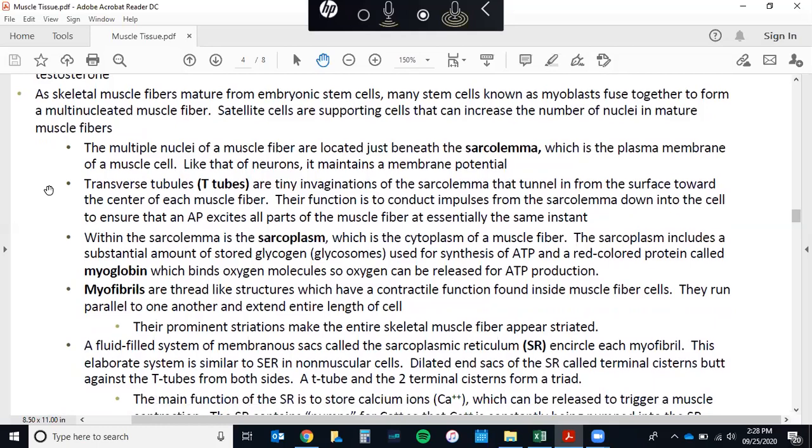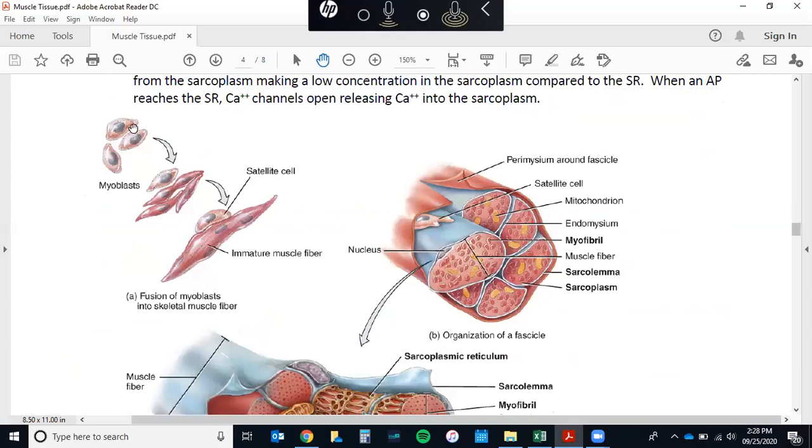Okay, let's talk about the development of them. From embryonic stem cells, which we call myoblasts, our skeletal muscle fibers form. What's actually really cool is these myoblasts embryonically fuse together, as you can watch here in this illustration, eventually forming a singular cell with a whole bunch of nuclei. And that's what we said is one feature of skeletal muscle, that they're multinucleated.